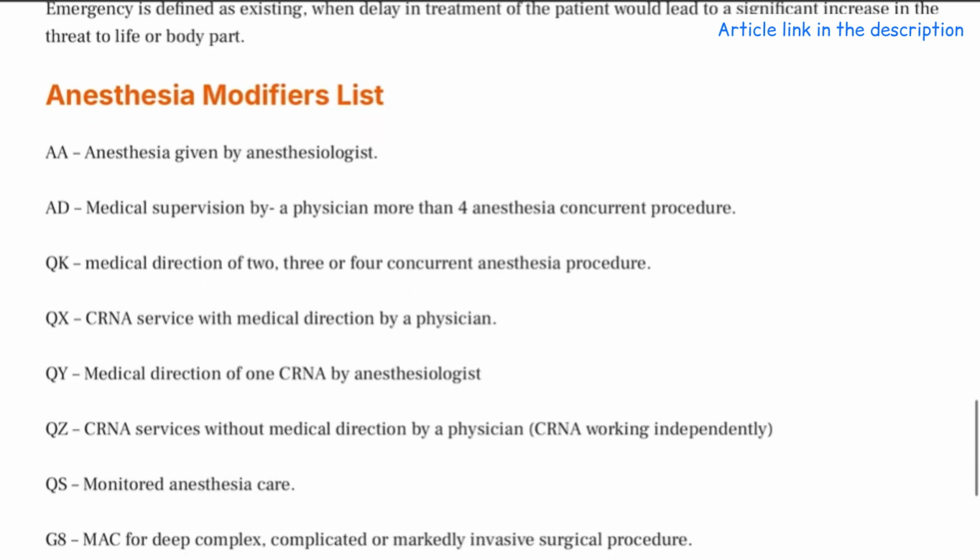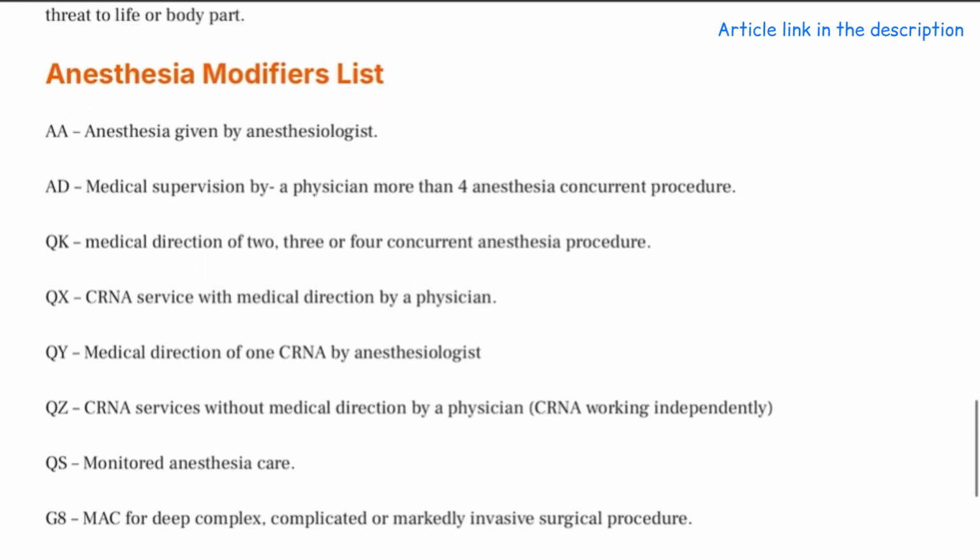Anesthesia modifiers list. These modifiers are specific for anesthesia and are very important from the examination point of view, so we need to focus more on this topic. First, AA, anesthesia given by the anesthesiologist. Whenever the anesthesia is given by the anesthesiologist, we need to add the modifier AA. AD, medical supervision by a physician, more than 4 concurrent anesthesia procedures. So whenever the physician is looking after the anesthesia care of more than 4 procedures at a time, then we have to give the AD modifier to the anesthesia procedure.